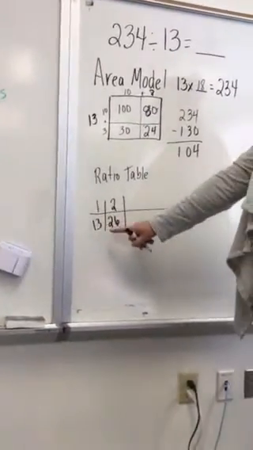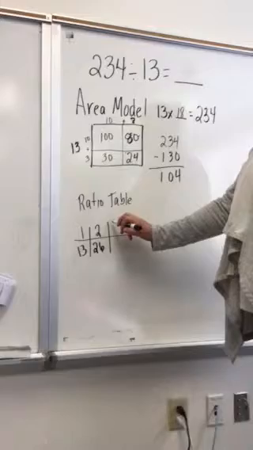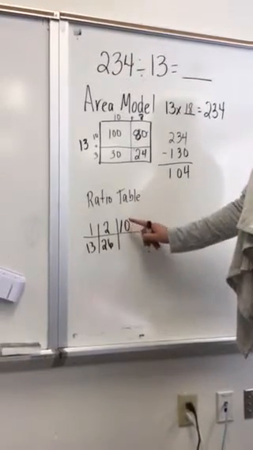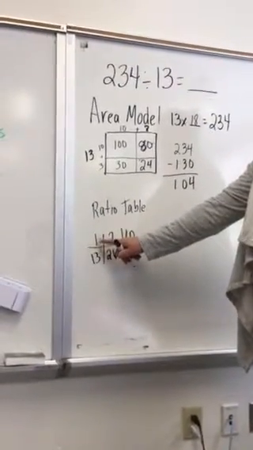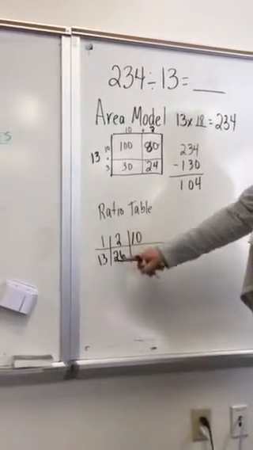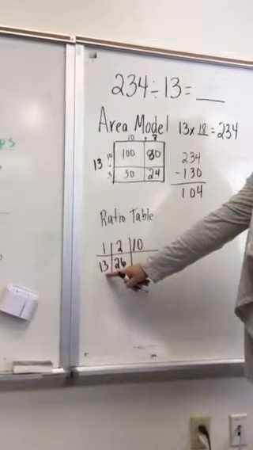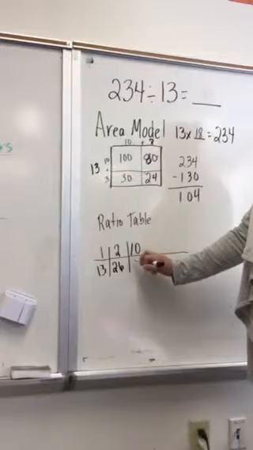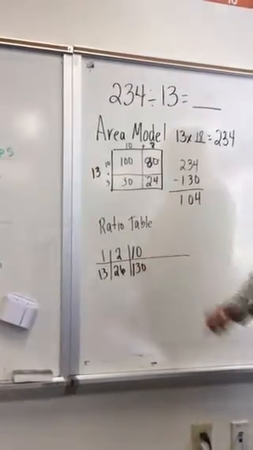So I'm going to use the multiplicative relationship between 1 and 10. I know that 10 is 10 times greater than 1. If I multiply 1 times 10, I can do the same thing to the bottom number. So 13 times 10 is 130.